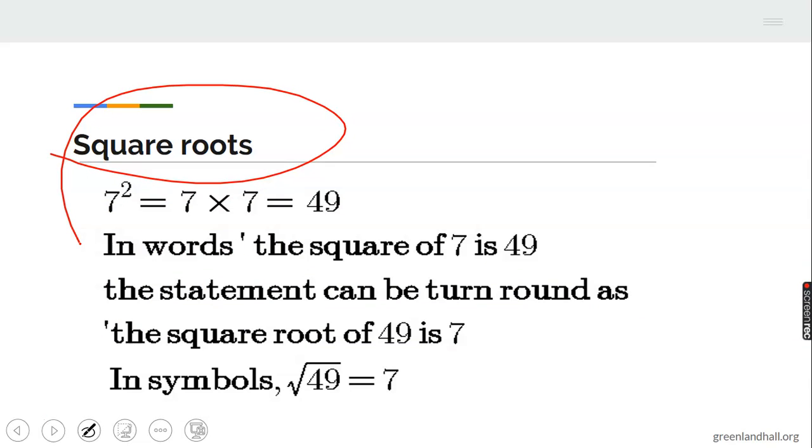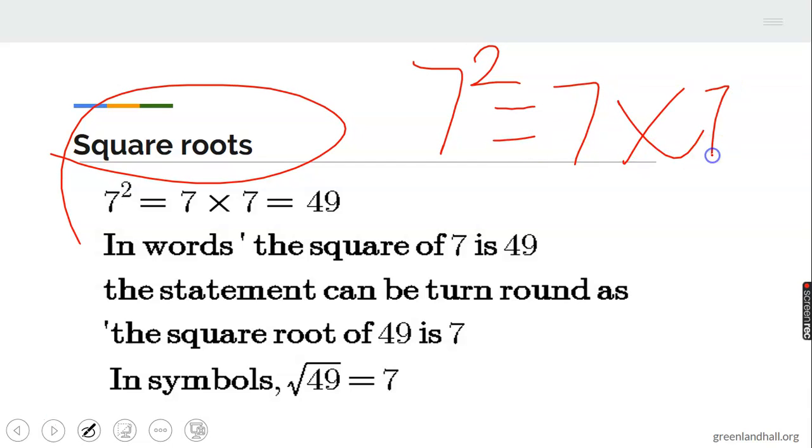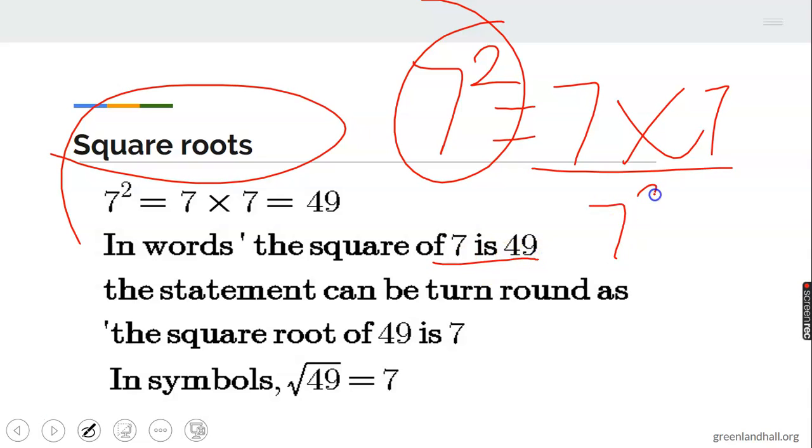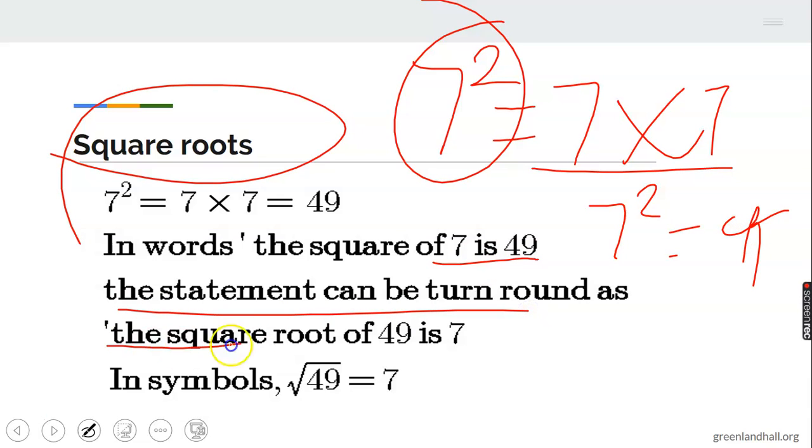Last time we talked about indices, where we say 7 square can be written as 7 times 7. This we call index form, while this we call expanded form. Now, in other words, the square of 7 is 49. That is, 7 square equals 49. The statement can be turned around as the square root of 49 is 7.